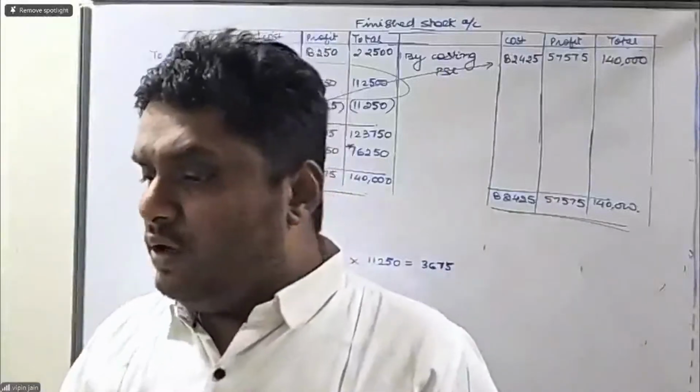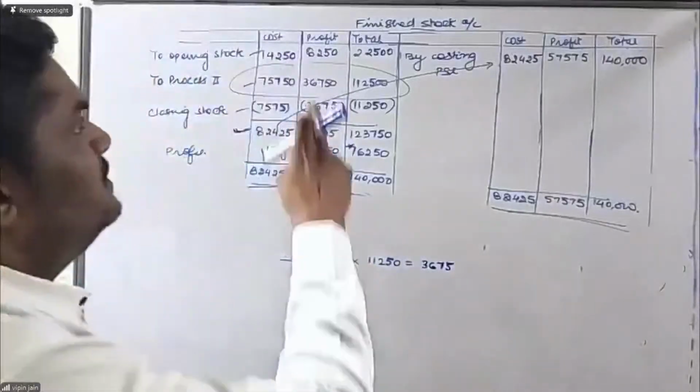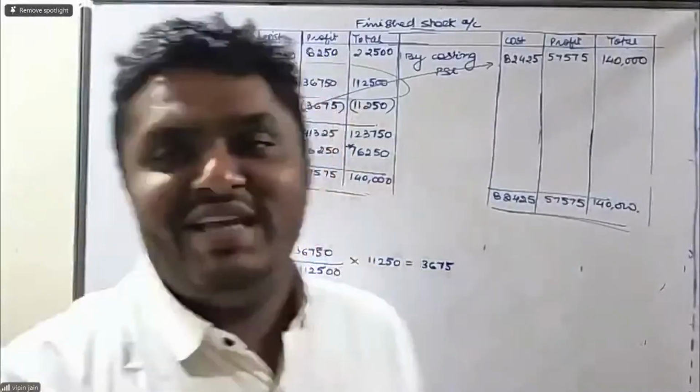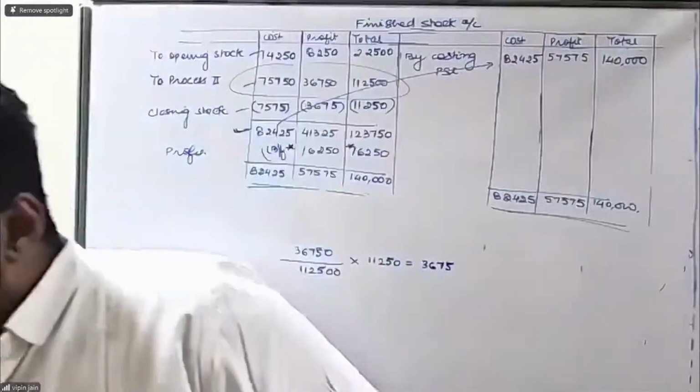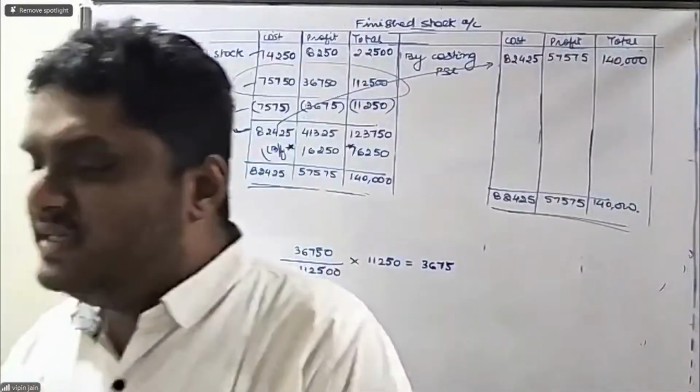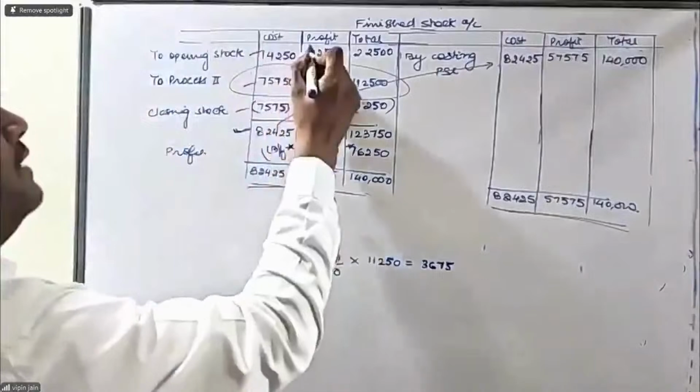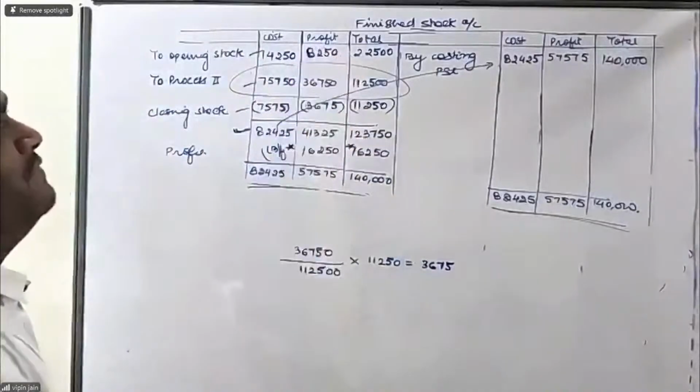Vaishnavi, you please check your calculation. It is not 6250, it is 8250, my dear. Please recheck your calculation. It is not 6, it is 8250.